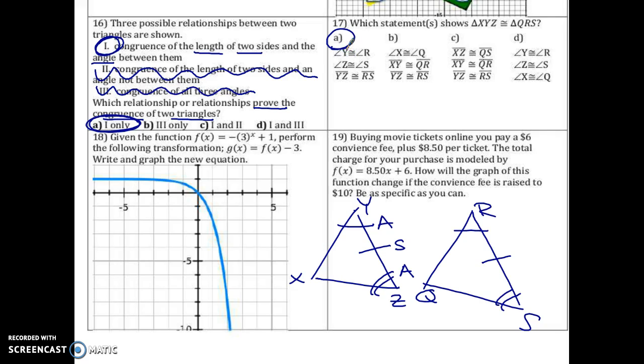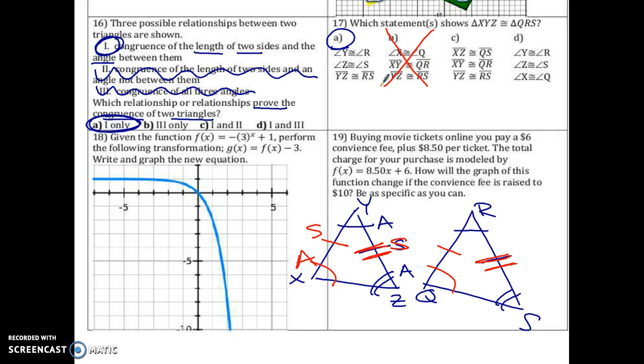Then we do it again with the next statement. Angle X is congruent to Q. XY is congruent to QR. And YZ is congruent to RS. So notice that's angle, side, side. And we don't take that for congruence.